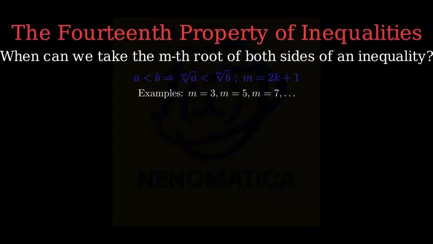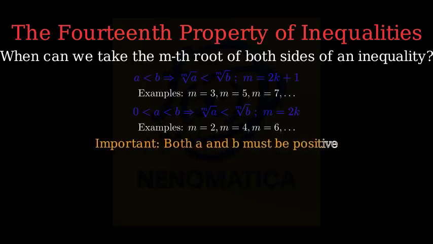Now, let's look at the second case. When 0 is less than a, which is less than b, and m is even, specifically m equals 2k where k is a positive integer, we can again take the mth root and maintain the same inequality direction. For example, when m equals 2, which is 2 times 1, or m equals 4, which is 2 times 2, the inequality direction is preserved. But notice the important condition here. Both a and b must be positive.